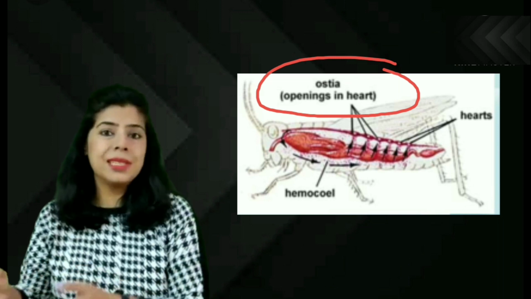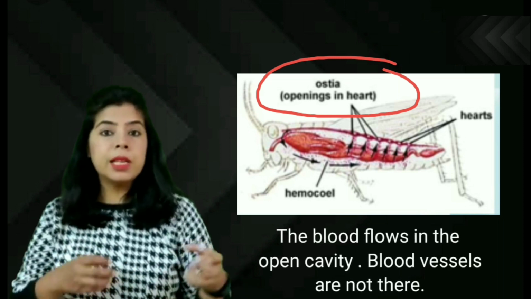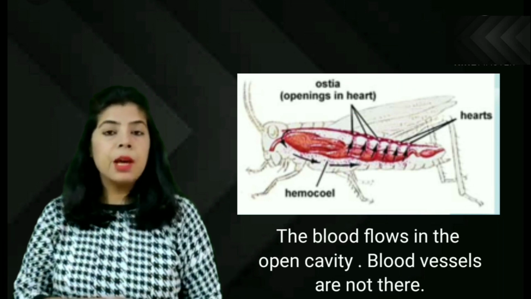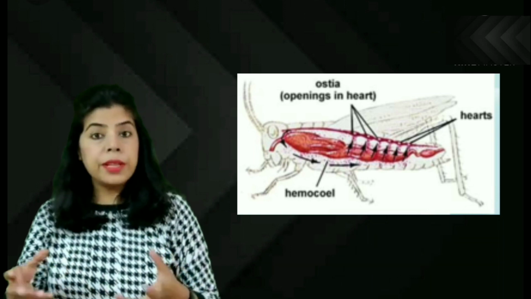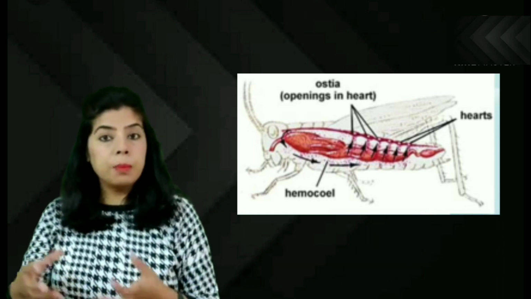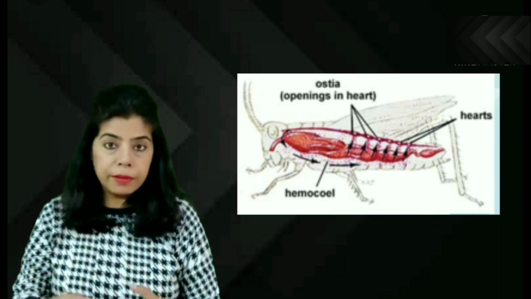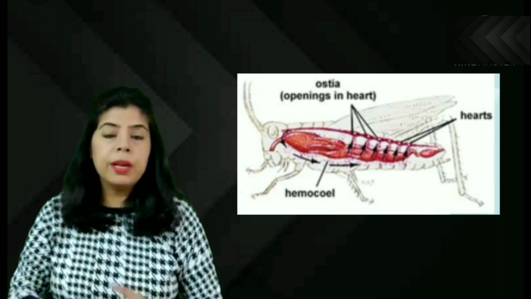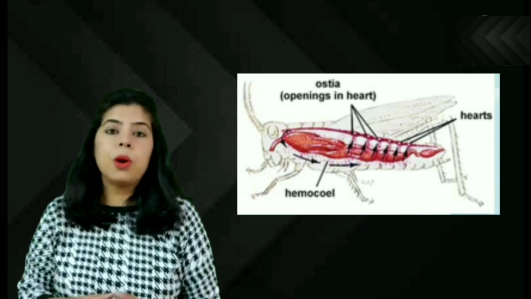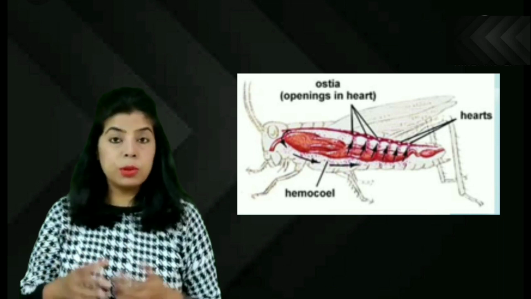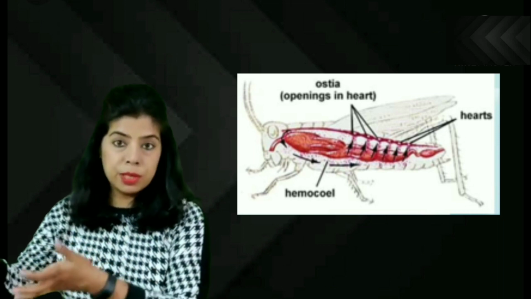So here the blood vessels are missing. Directly the blood is poured into the body cavity, and when such organisms move and the heart pumps, this hemolymph, that is the blood and the tissue fluid, mixes up and reaches all parts, and there the exchange takes place. So this is an open circulatory system.